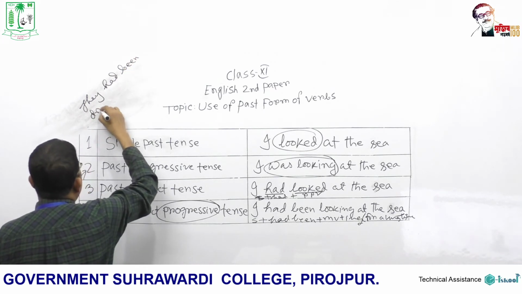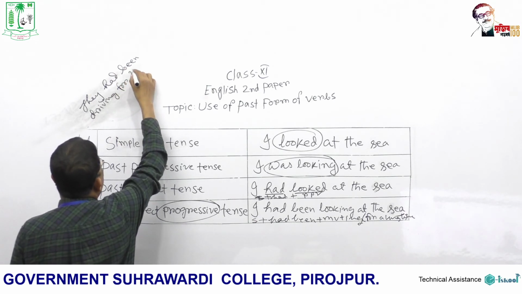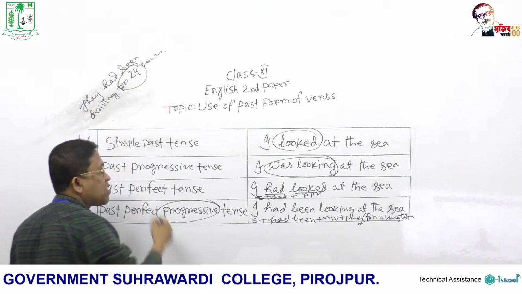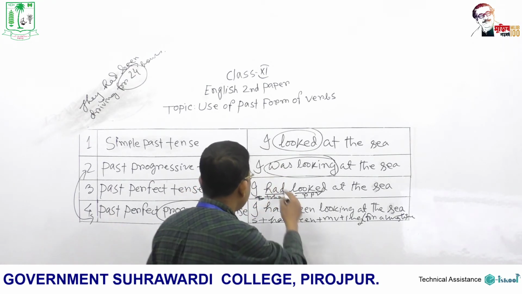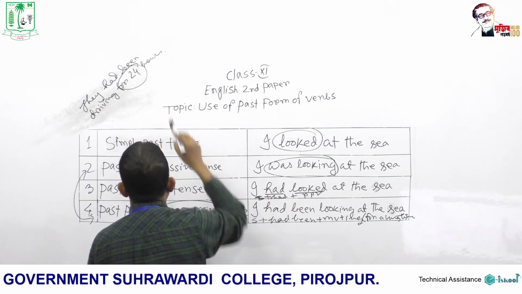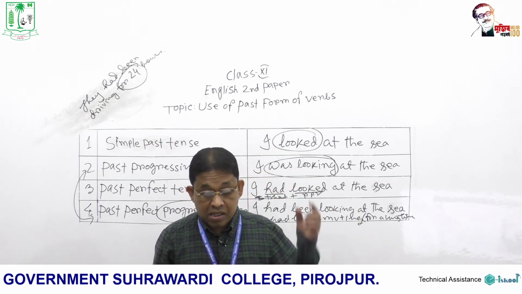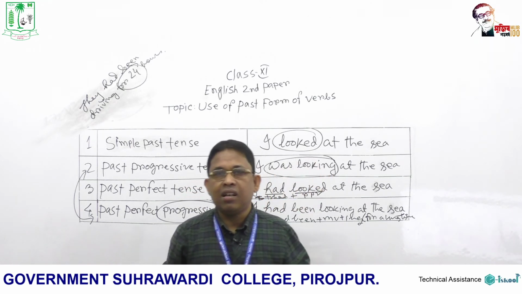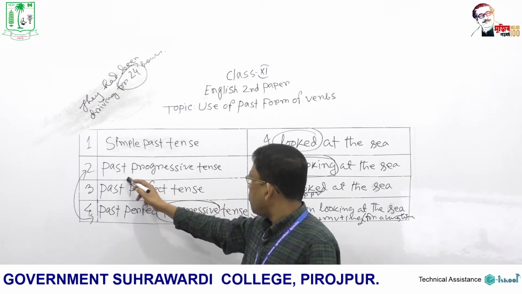They had been driving for 24 hours. Yes, for 24 hours. So, a longer time. But if you use the past progressive tense here, they were driving for 24 hours, grammatically it is wrong because it covers a longer period of time, and an action which covers a longer period of time should be used in the past perfect progressive tense, not in the past progressive tense.